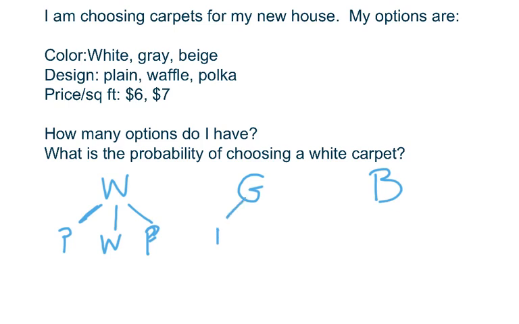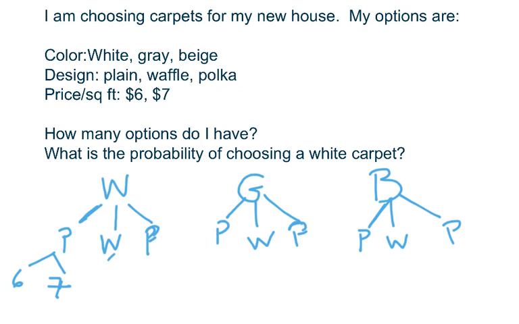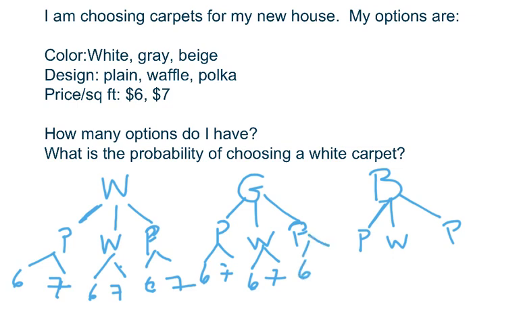And then we have plain, waffle, polka dot, plain, waffle, polka dot. And the price could be 6 or 7, 6 or 7, 6 or 7. Same thing here. 6 or 7, 6 or 7, and 6 or 7. Same thing over here. It is a little tedious.